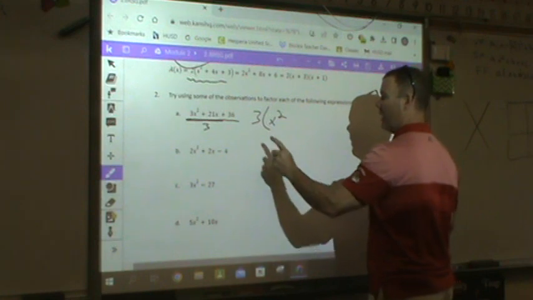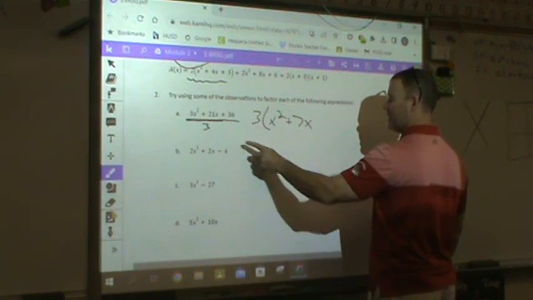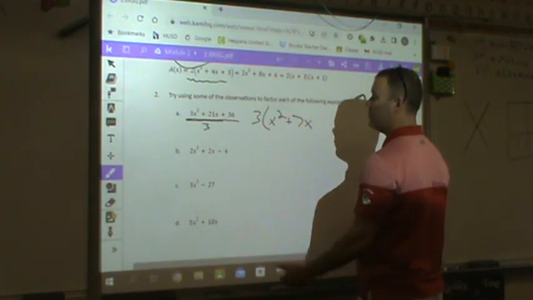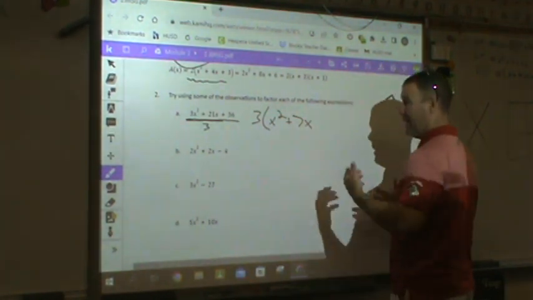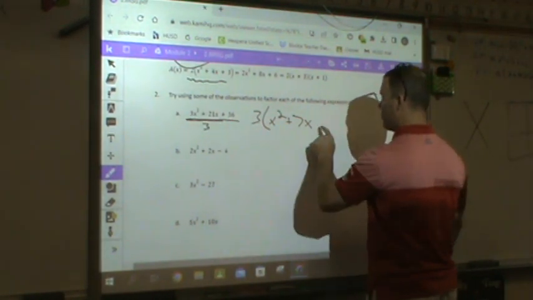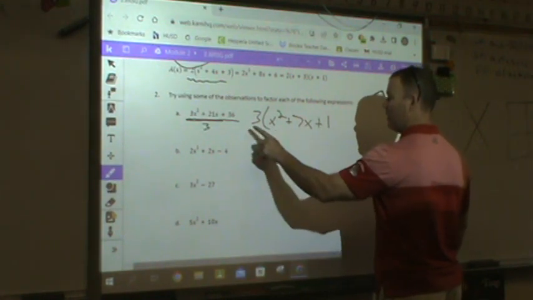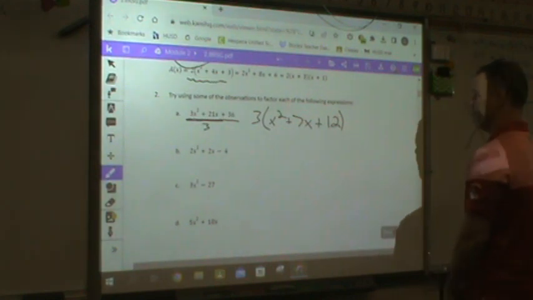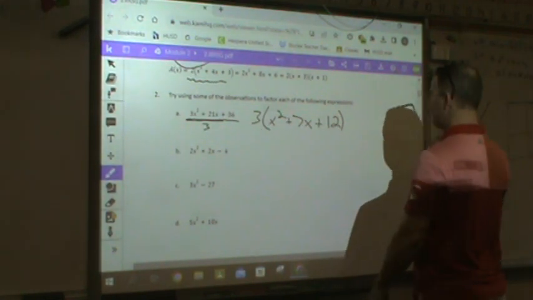So I'm going to get x squared plus 7x, and how many times will 3 go into 36? Come on, if you don't know exactly, like I can't think of that. 3 goes into 3 once, so this is going to be plus 1. 3 goes into 6 twice. 3 times 12 is 36, so there you go. Right? That's all they want you to do.